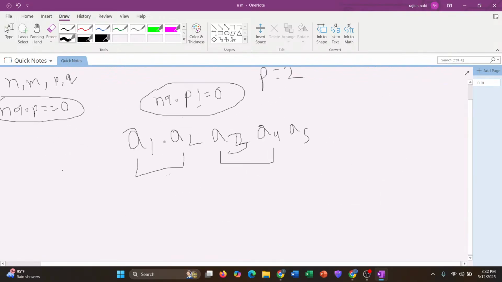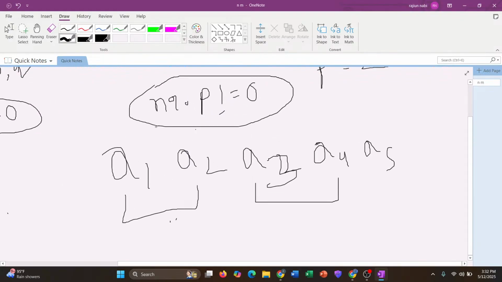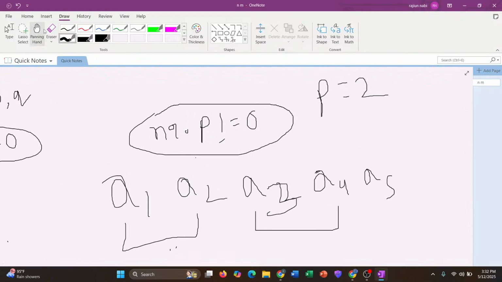Let me rewrite this in an easier manner. We divide the array of size 5 into 2 consecutive chunks, so lastly a5 is left. If we rewrite it this way: a0, a1, then again a0, a1, and then a0.